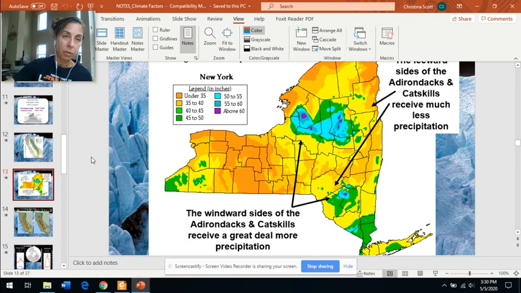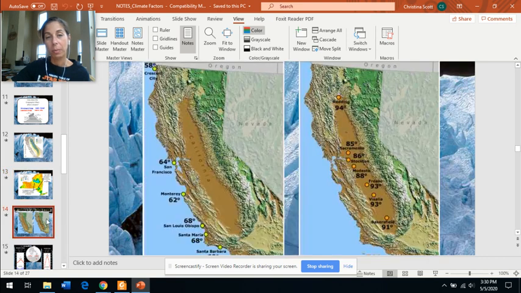So those are the first three factors. In the next video, I'll make will be on the next three factors, and we'll talk a little bit more about California in comparison to New York.